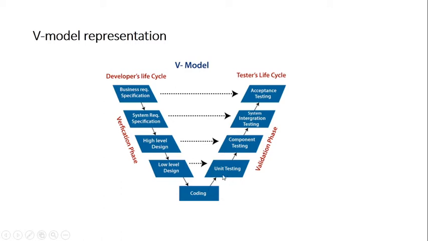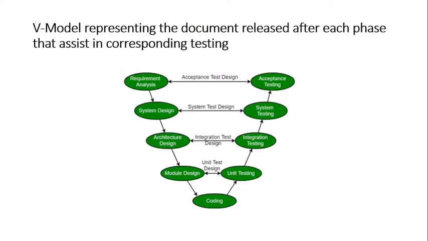The levels of testing we are aware of: we have unit testing, integration testing, system testing, and acceptance testing. So we have represented this. They are a form of validation phases where we test the system with respect to different parameters, right? So this is what the representation is.